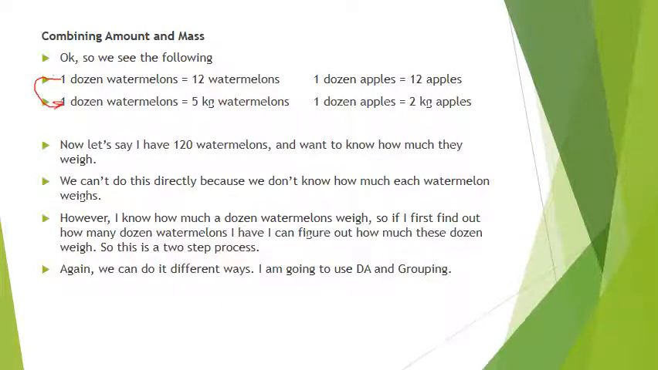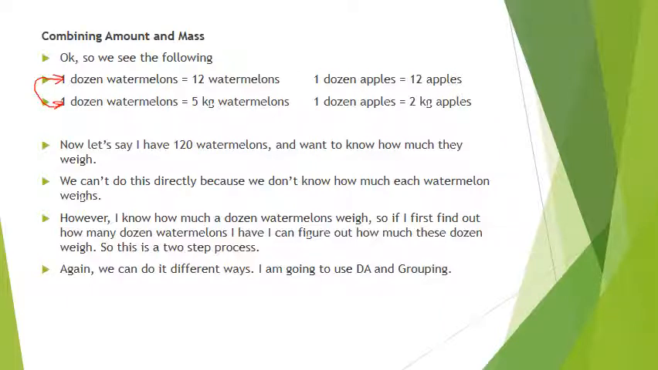Okay, you see these are saying, kind of look like, which one is it? Is it this or this? Remember that they're actually the same. This says that 1 dozen is 12. This says 1 dozen watermelons weighs 5 kilograms. So you have to pay attention to what we're doing. And then the same thing you have for apples.